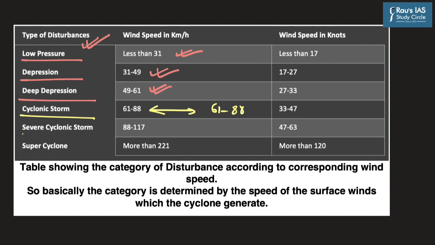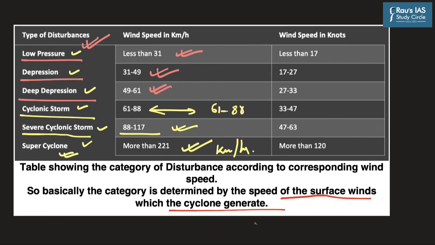Next is the category of severe cyclonic storm, whereby the wind speed is between 88 to 117 km per hour. And super cyclones are such cyclones or such winds whose speed is more than 221 km per hour. So we see that the speed of the wind also determines the type of disturbance in the atmosphere, resulting in low pressure, depression, deep depression, cyclonic storm, severe cyclonic storm, or even super cyclone. So basically the atmospheric disturbance is described in terms of wind speed, and the category is determined by the speed of the surface winds which the cyclone generates.